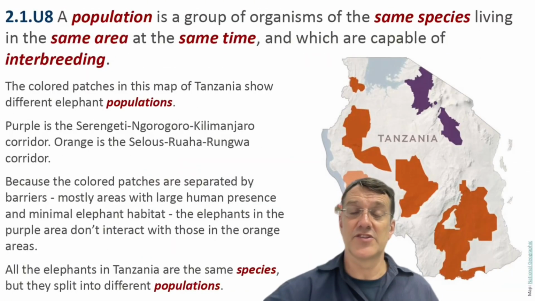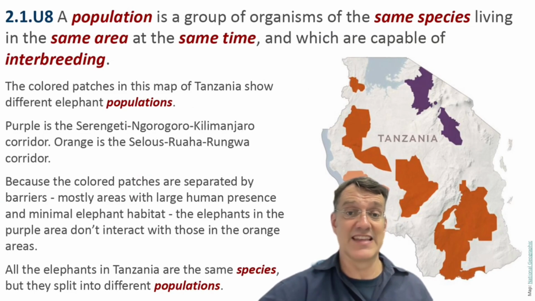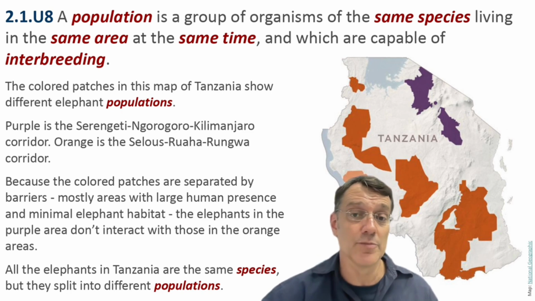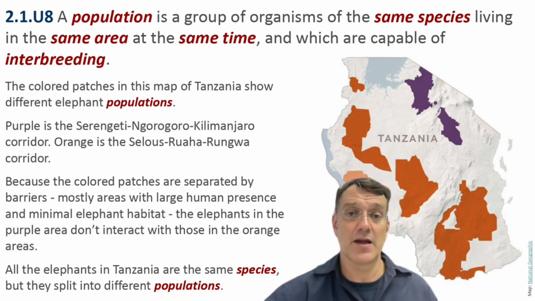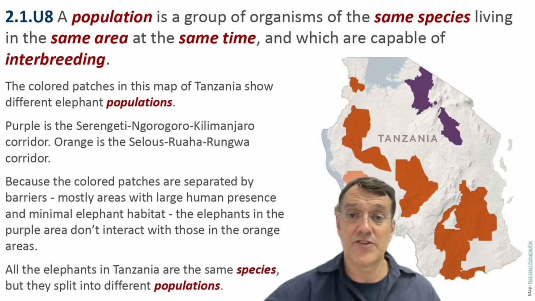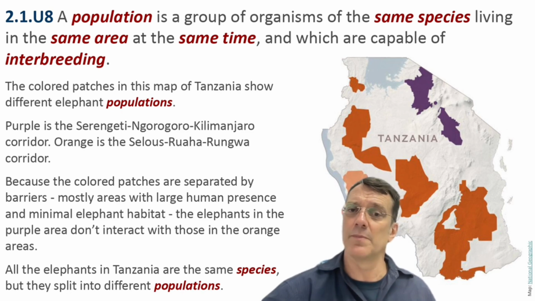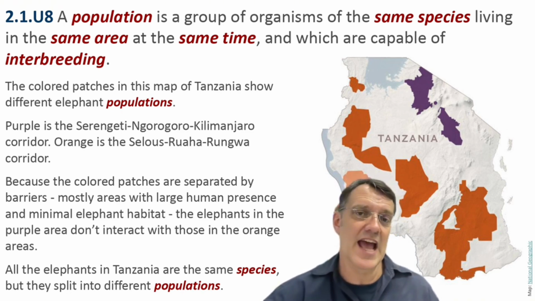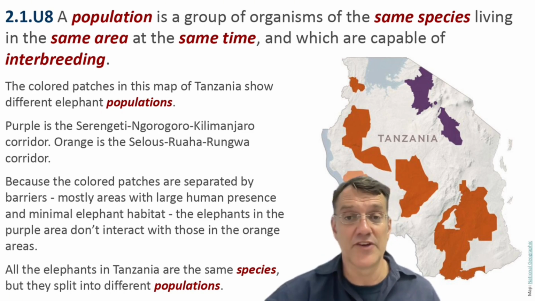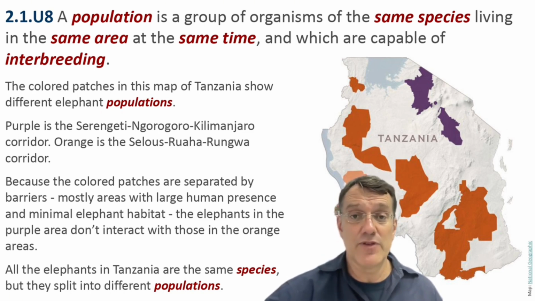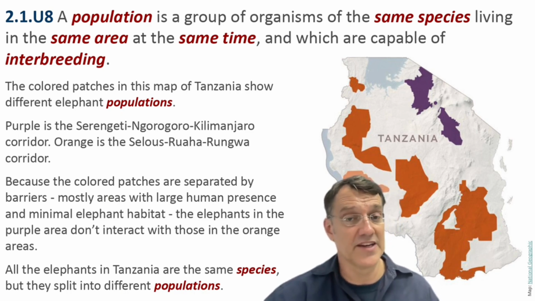A population consists of organisms of the same species living at the same time in the same place and capable of interbreeding. This map of Tanzania shows different elephant populations represented by colored patches. These populations are separated by barriers, mostly areas with big human settlements and minimal elephant habitat. These barriers prevent regular interaction between the different populations of elephants. So even though all these elephants are the same species, they form distinct populations.